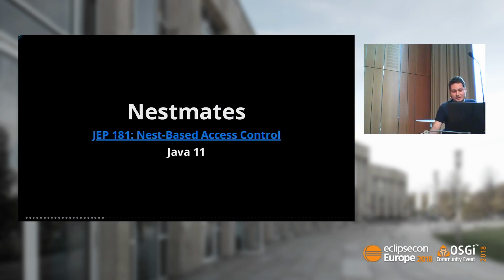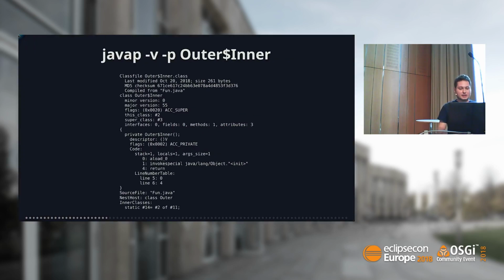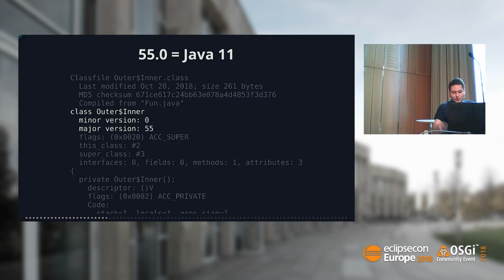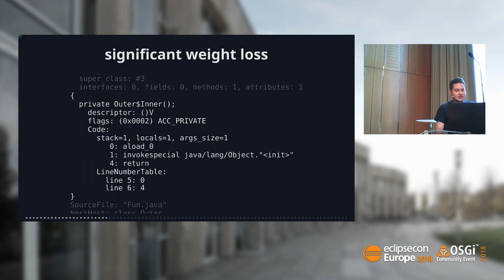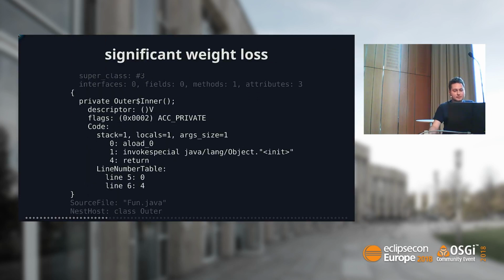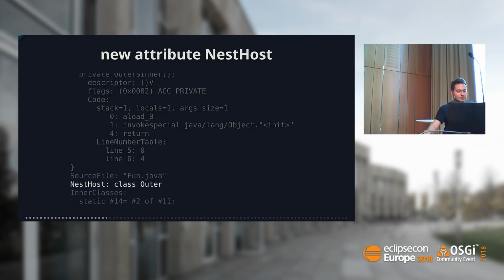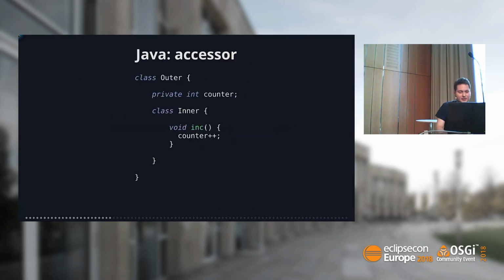If you visited yesterday's session about the Eclipse Java compiler, you already know that in Java 11 there are nestmates. If we compile exactly the same example, we could see that there is a significant weight loss. There is no more new constructor generated, and all this is possible because of a new attribute, NestHost. So now the JVM learned a notion of nesting, and this is pretty cool.